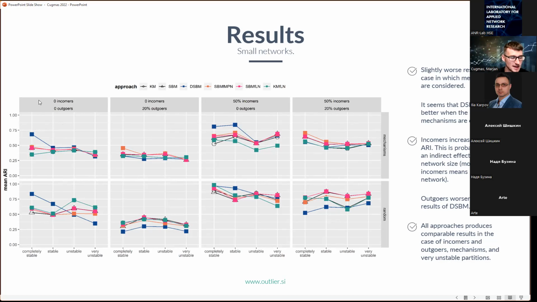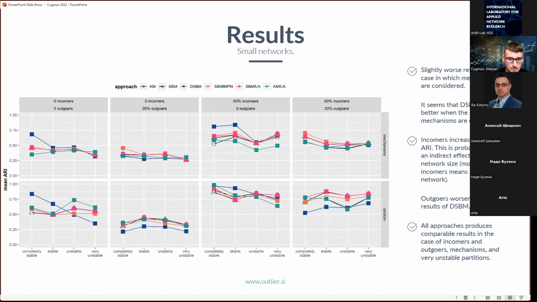Here we do not have any incomers or outgoers. Then we have the case with outgoers only, then the case with incomers only, and then the case with 50% of incomers and 20% of outgoers. You can see, for example here, that incomers increase the mean value of ARI.